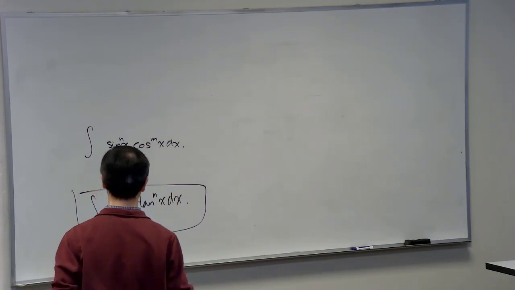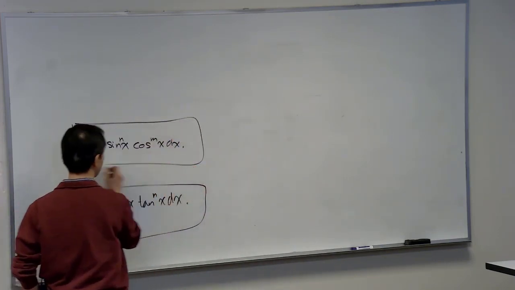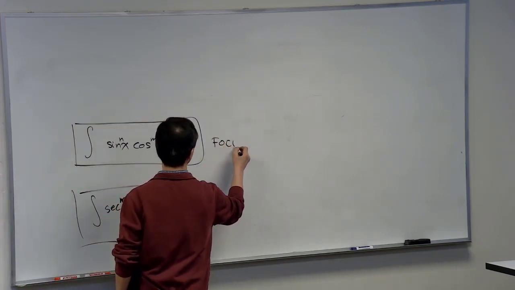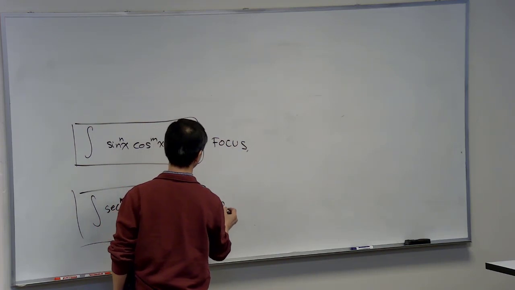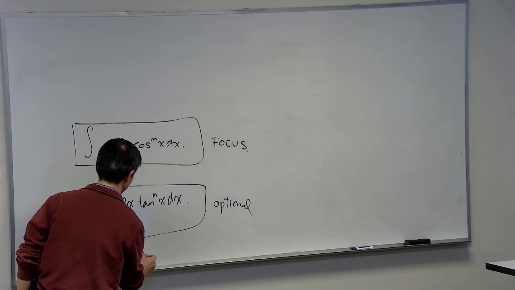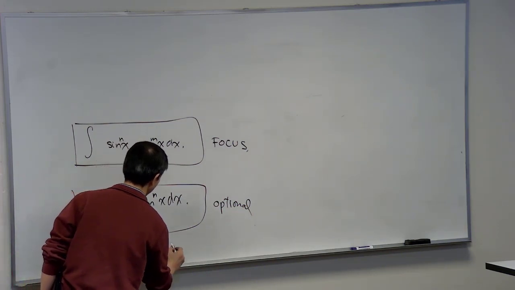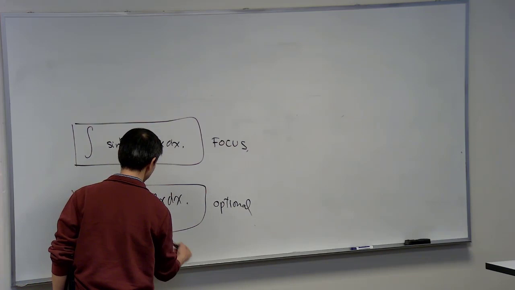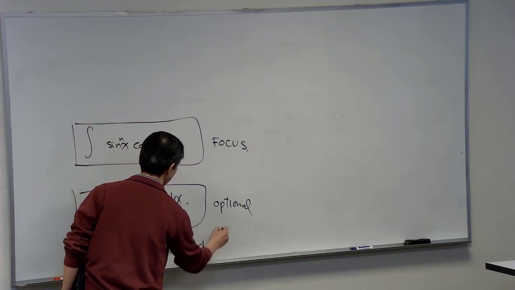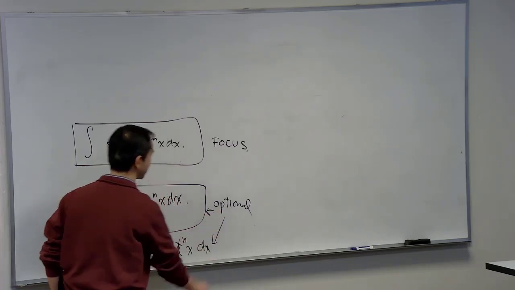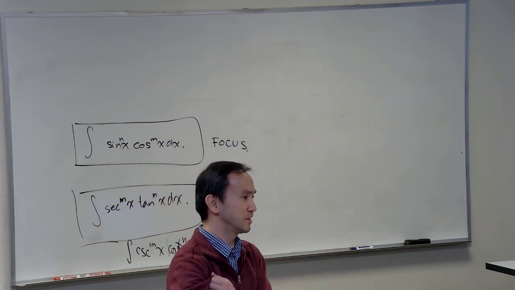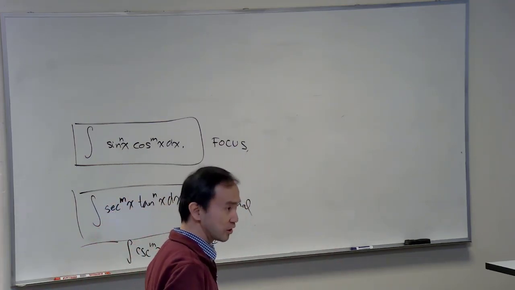We're only going to focus our learning on these, like I said. That's our focal point for the trig integrals. But these others are optional. There's also cosecant to some power, and a lot of times cosecant goes side by side with cotangent. These integrals are all optional. I'll post the lectures on Canvas for you to learn from, but we don't even have to focus on those.